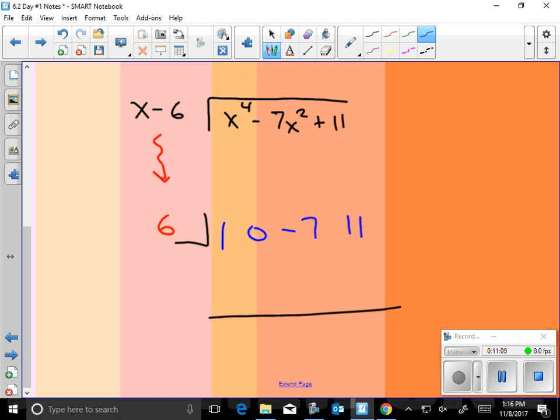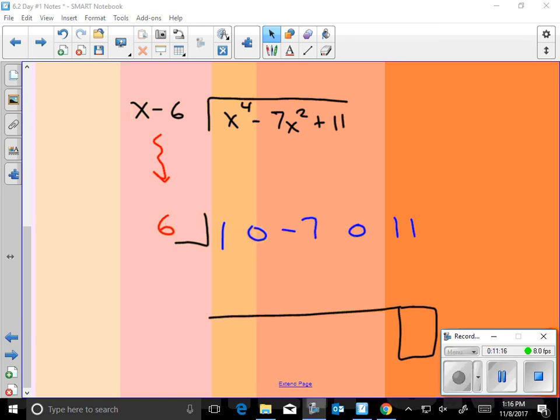And let's figure out whether or not x minus 6 is a factor. So I corrected a child because they told me only one 0, and I knew there was supposed to be two. Welcome to mathematics.